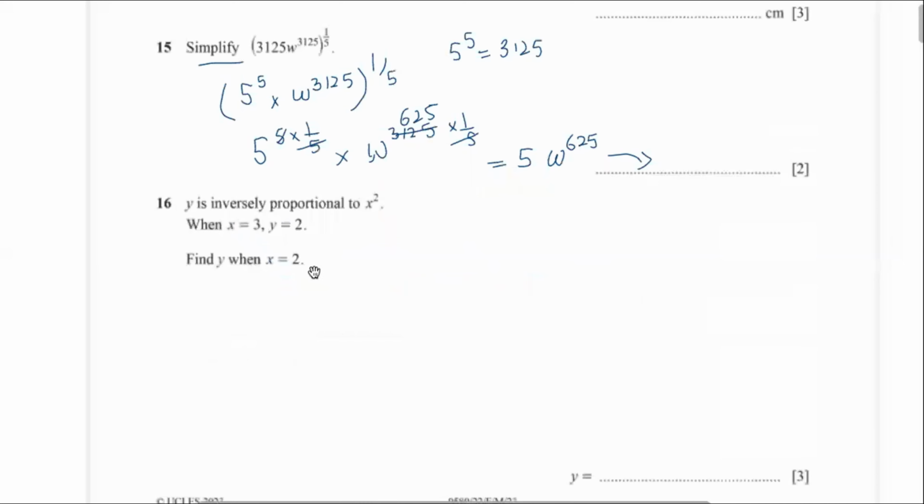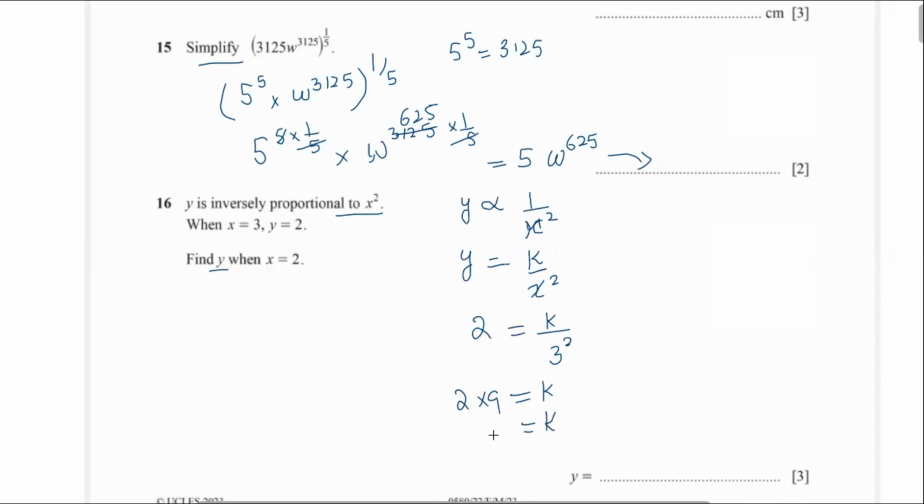Next is question 16. Y is inversely proportional to x square. When x equal to 3, y equal to 2, find y when x equal to 2. Now y is inversely proportional to x square. We can write it as y proportional to 1/x square. And this can be written as y equal to k/x square, because proportionality converts into equality by using k. Now you see here y is equal to 2 and x equal to 3. Now we substitute the values in this equation, we get k equal to 2 multiplied by 9. Therefore, k will be equal to 18.